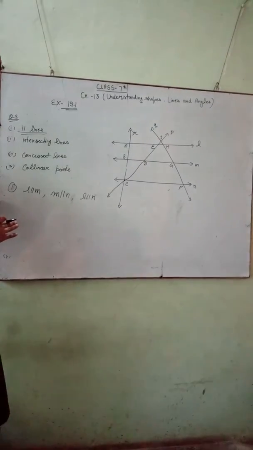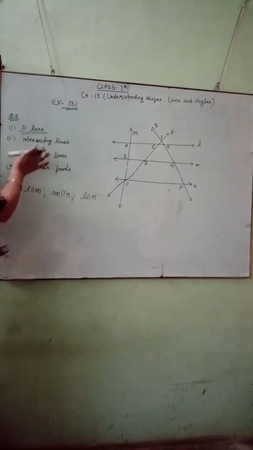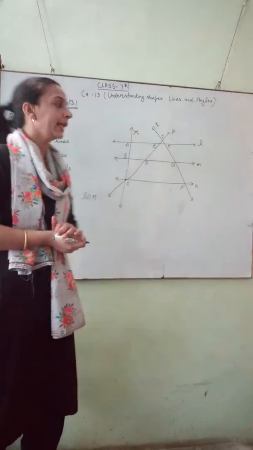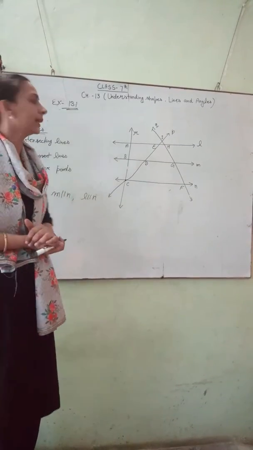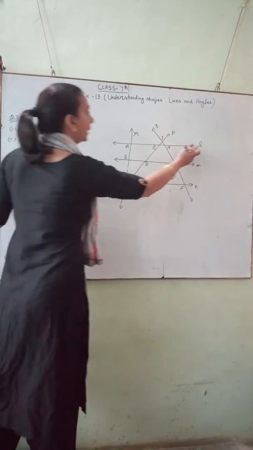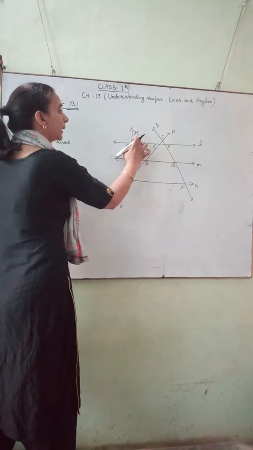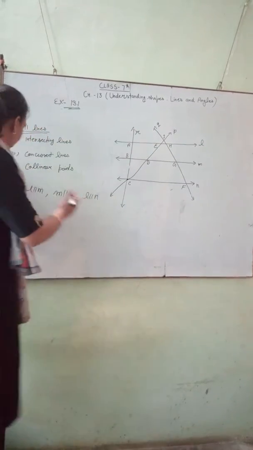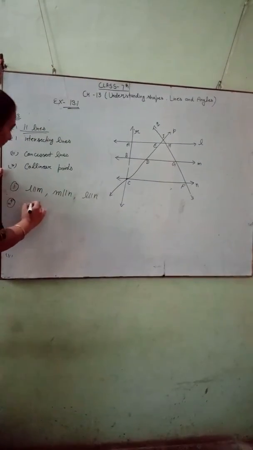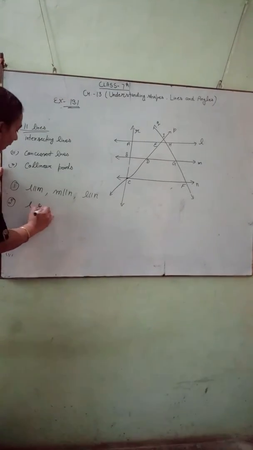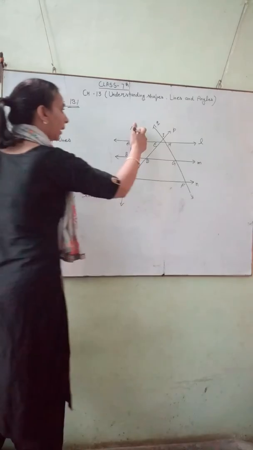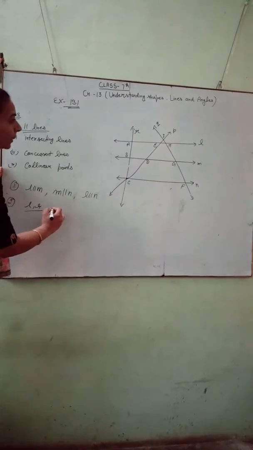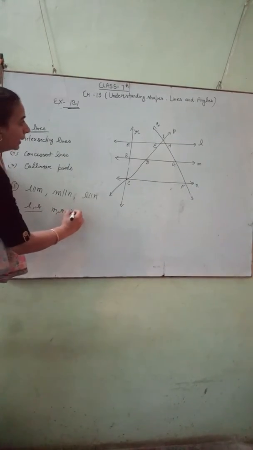Clear? That was question number first. Then question number second, intersecting lines. If two lines intersect each other at one point, then these lines are intersecting lines. Students, line L and line R intersect at point A, so L and R are intersecting lines. So the first pair of the second question is L and R. Next, M and R are also intersecting, N and R are also intersecting. Next pairs are M R, N R.